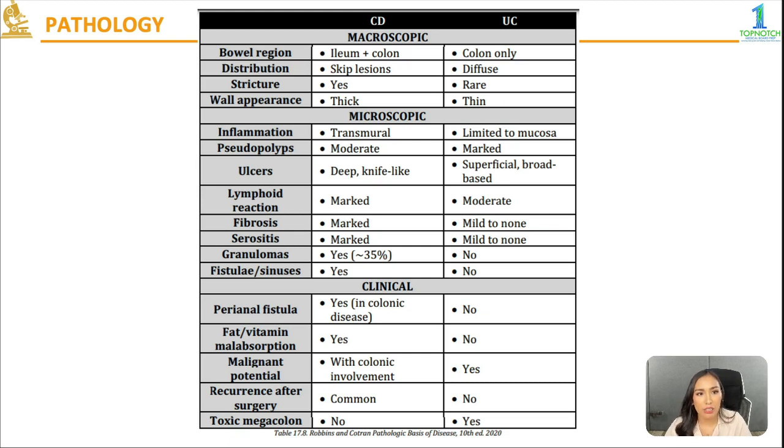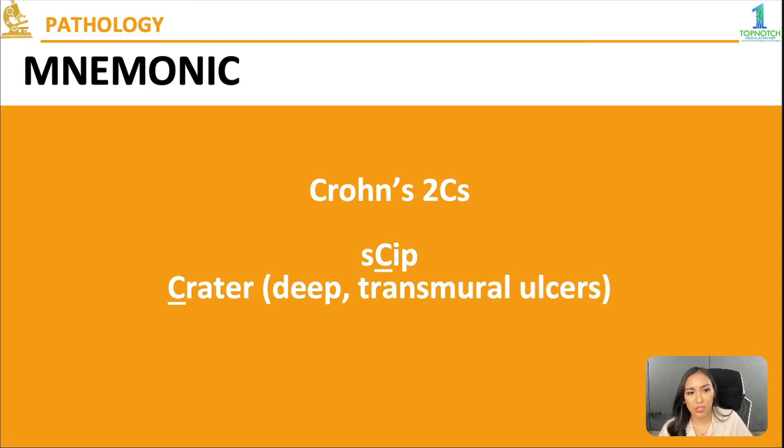In terms of clinical differences, mas maraming clinical symptoms ang Crohn's disease. As you can see at the bottom of the table, may perianal fistula, may malabsorption, may high risk for recurrence. Pero the thing is, in ulcerative colitis, mataas naman ang chance mo for toxic megacolon. Okay, let's go to this mnemonic. Crohn's, 2 C's. Skip, and crater. Crater for deep transmural ulcers.